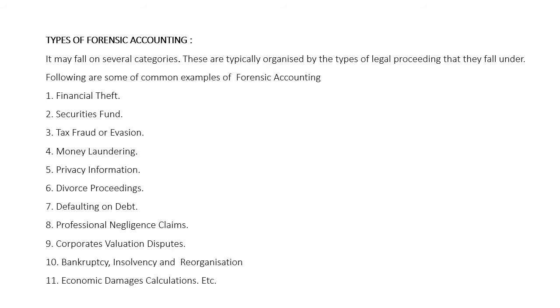First is financial theft. It means financial theft by employees of the organization, some outsider of the organization, or any related aspects of the organization. Second is securities fraud. Third is tax fraud and or evasion. Fourth is money laundering. Fifth is privacy information. Sixth is divorce proceeding. Seventh is defaulting on debt.